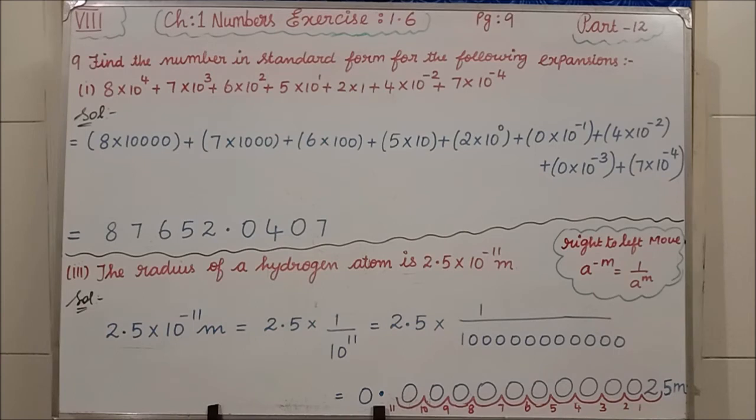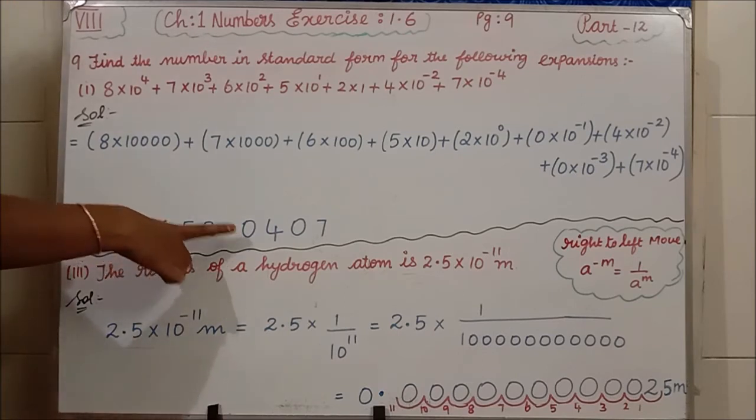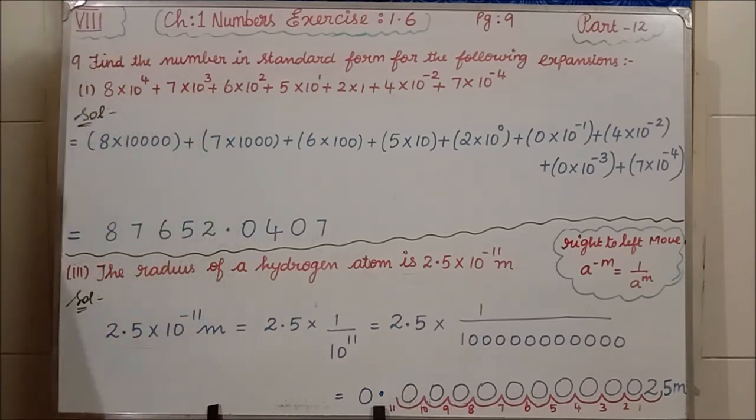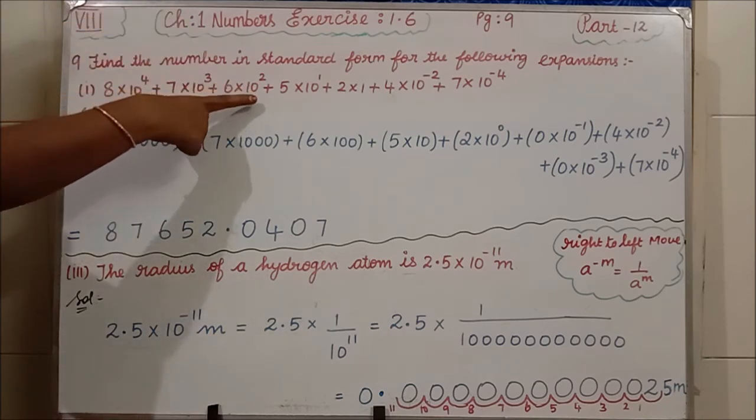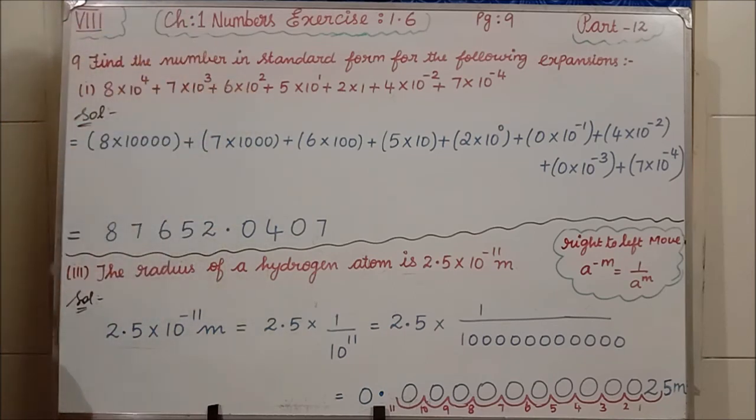Next we are going to see the 9th question. Find the number in standard form for the following expansions. Students, if you see the 8th question, they gave the number like this. We have expanded like this, isn't it? But in the 9th question, they have given the expanded form. We have to write it in the standard form. Clear the difference between the 8th question and the 9th question?